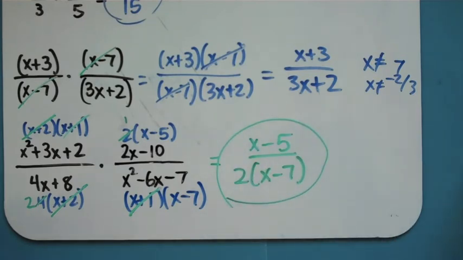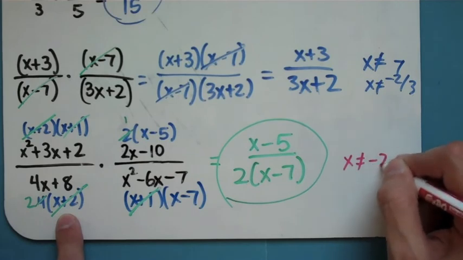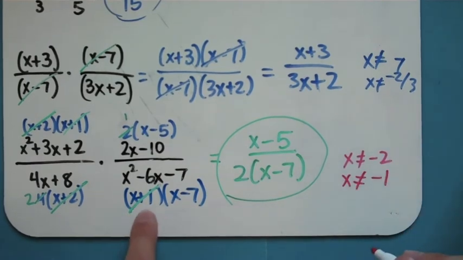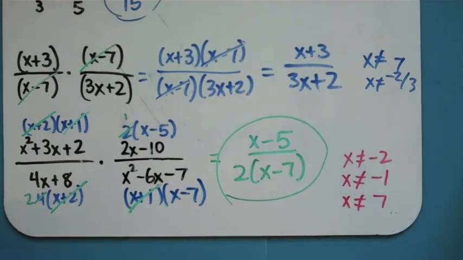Just a matter of giving my excluded values now, and looking at this, going through before I crossed everything out. X can't be negative 2, because that would make this parenthesis 0. It can't be negative 1, because that would make this parenthesis 0, and it can't be positive 7 either. So those are my excluded values.